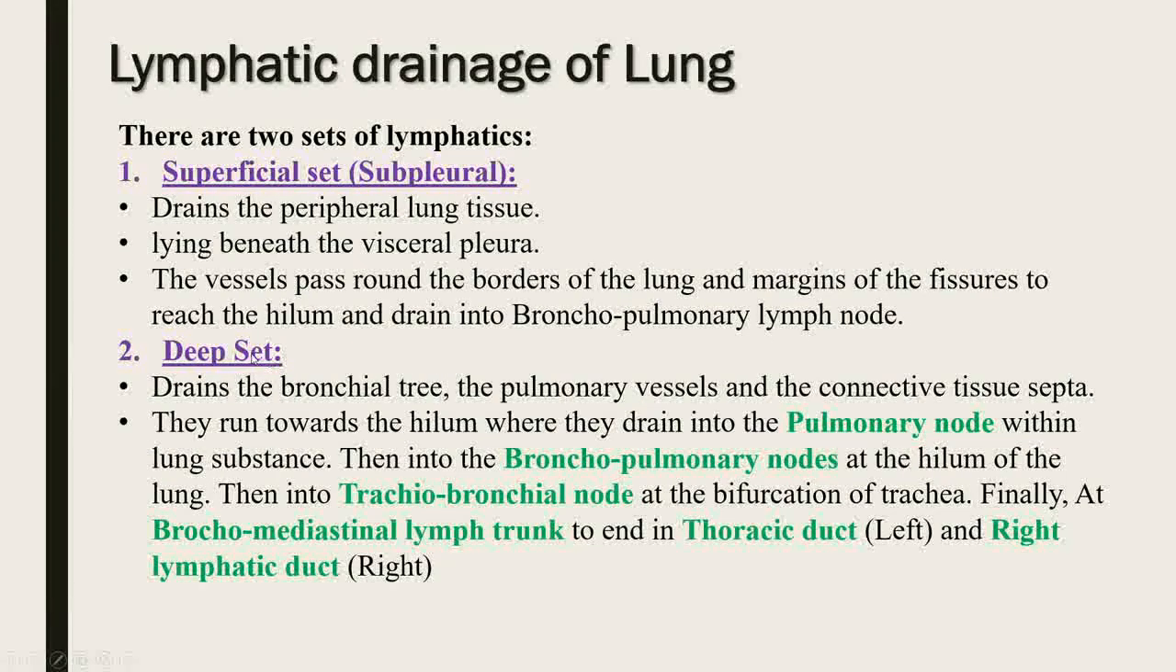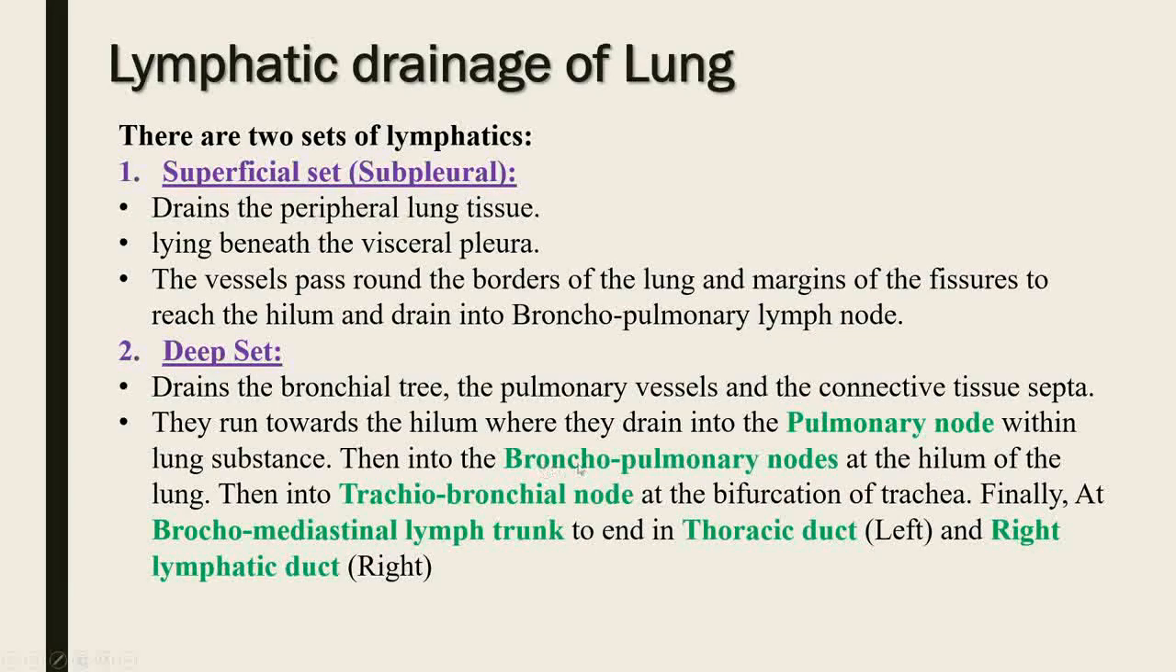On the other hand, the deep set drains the lymph from the bronchial tree, the pulmonary vessels, and also the connective tissue septa. Then they run towards the hilum, where they drain the lymph into the pulmonary nodes within the lung substance. Then from the pulmonary nodes, it goes into the bronchopulmonary lymph nodes at the hilum of the lung, which were also present in the case of the superficial set. The superficial set ends in the bronchopulmonary lymph nodes, so the deep set is also going to the bronchopulmonary lymph nodes.